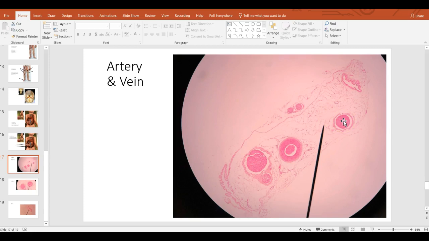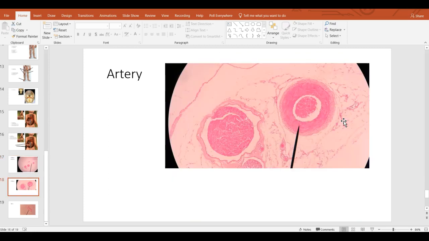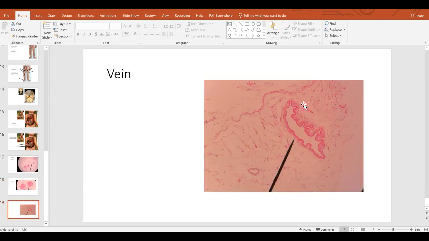So if you see something on the lab exam that looks like this at the end of the pointer, this is an artery. You will notice that the wall is relatively thick. That's a lot of smooth muscle and some elastic tissue. And that's all red blood cells in the middle of it. Compare this to the vein here.